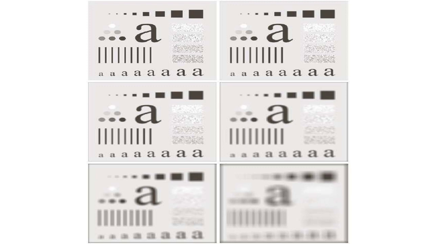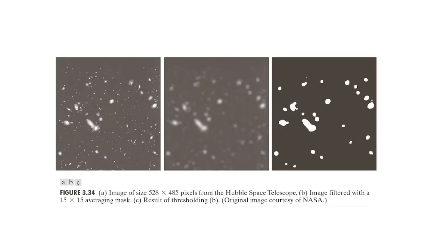This B image uses a filter mask of 3 cross 3. With an array size of 3 cross 3, it looks good, with little blurring. But if you use a 35 cross 35 mask, it gives more blurring effect. So according to the application, we can choose the mask size. Similarly, the next example is given.